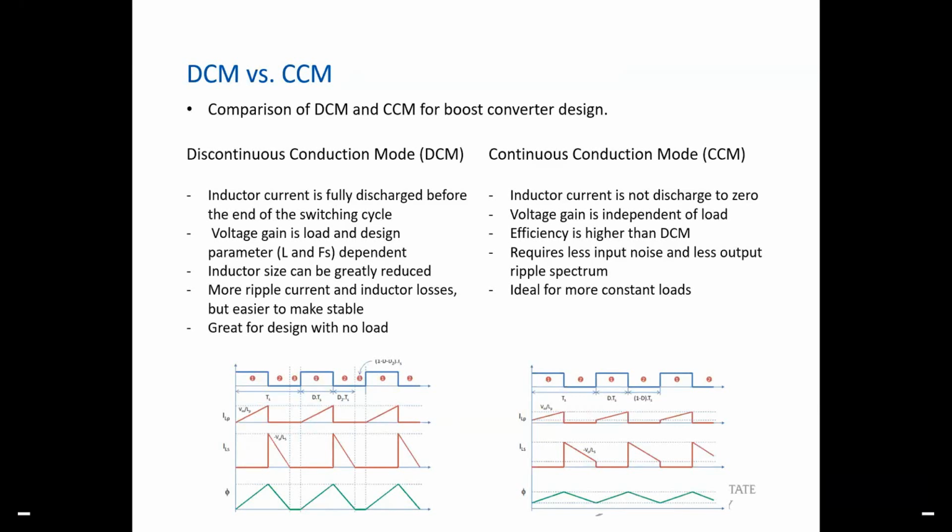Compared to continuous conduction mode, the current will not discharge to zero, and the capacitor will not discharge to zero. And so the gain is independent of the load. It only depends on the duty cycle. And it is more efficient. There is not as much power loss as in DCM. And there's less ringing on the inputs and outputs. But it is more ideal for constant loads, as it is stable at really any load.